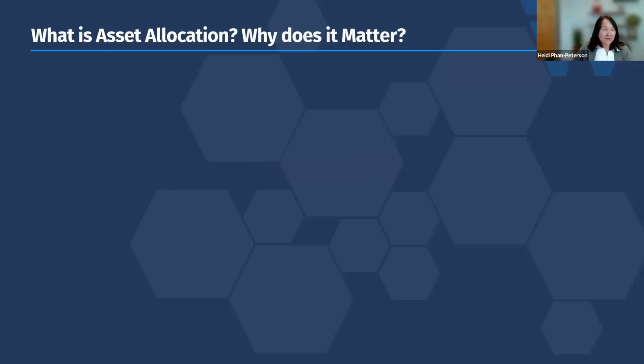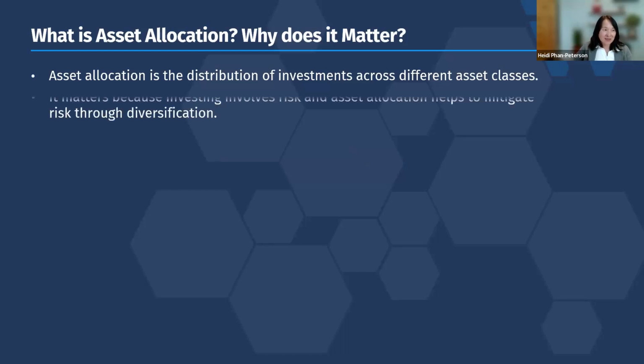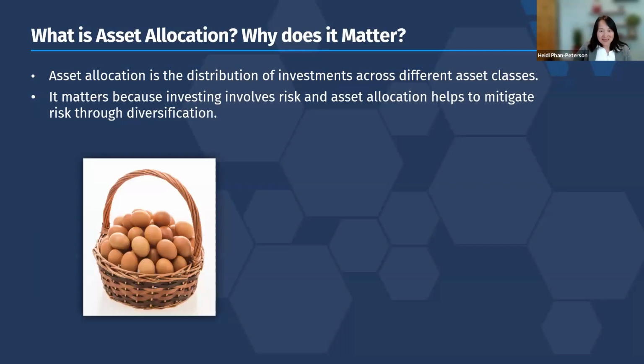Okay, thank you. So what is asset allocation? Why does it matter? Asset allocation is the distribution of investments across different asset classes. It matters because investing involves risk, and asset allocation helps to mitigate risk through diversification. So what does all of that mean? Well, I can boil it down to, and no pun intended, eggs. Don't put all of your eggs into one basket. I think everyone has probably heard that expression.